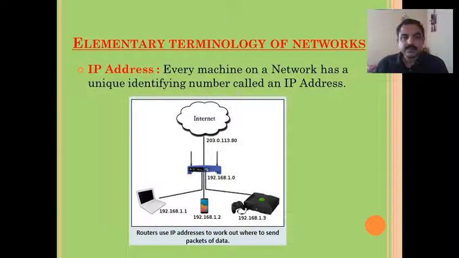Next, there is something called an IP address, Internet Protocol Address. Every machine on a network has a unique identifying number which is called an IP address. Every system which is connected to a network will have an IP address. Clear? So the router uses the IP address to work out where to send the packets of data. Where the data has to be transferred from one place to another, that is done using this IP address. Clear?